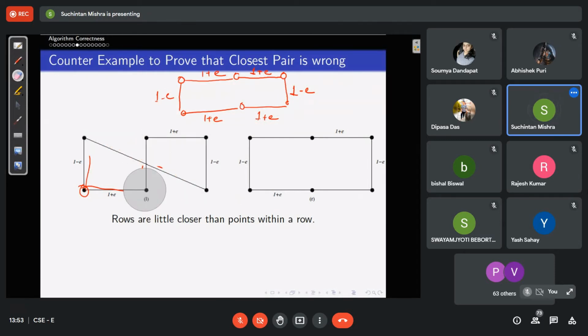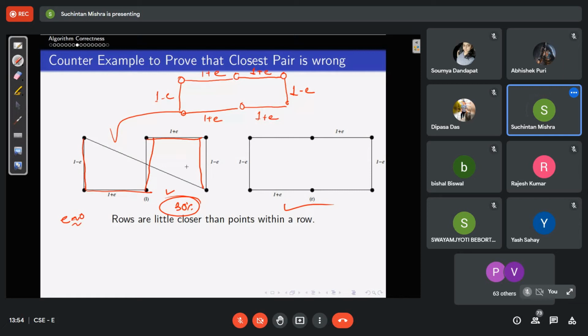If you calculate this value, this will be something like 1 minus E here, 1 plus E here, 1 minus E here, 1 plus E here, 1 minus E here, and this will be the root of 1 plus E, 1 minus E whole square. If I go through these values and take E nearly equal to 0, this path will be 30% more distance than this path.